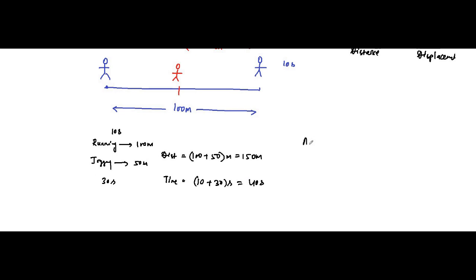So average speed is total distance by total time: 150 meters by 40 seconds. So it is coming around 3.75 meters per second.